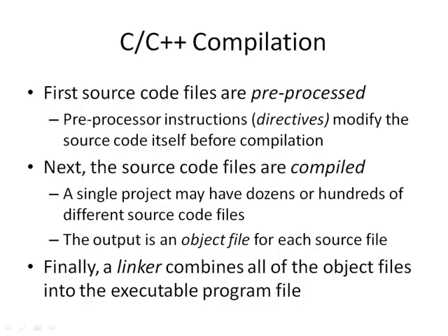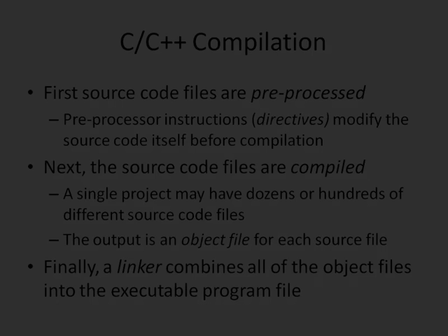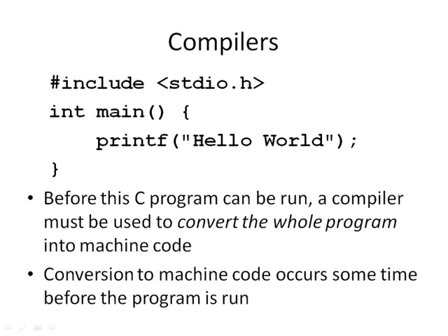First of all, source code files are pre-processed, and there's a wide range of preprocessor instructions. These are directives that allow the source code to modify itself before it's compiled. There's one example if we go back to this statement here. This hash include statement is a statement that's operated on by the preprocessor.